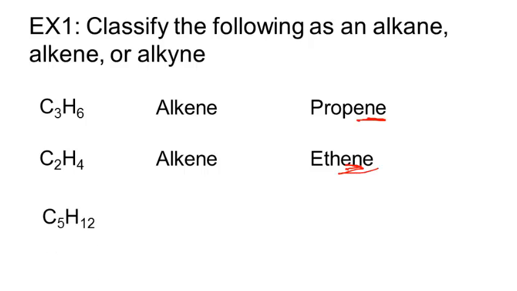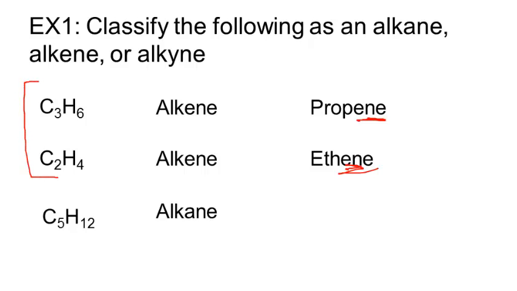Another example, C5H12. Now notice this one, if you take the number of carbons, which is 5, and you double that, you get 10, then you add 2. This would indicate that we have an alkane, that they're all single bonds, and this is what we call a saturated molecule because every single carbon is occupied with as many hydrogens as it could take. The previous two molecules would be called unsaturated.